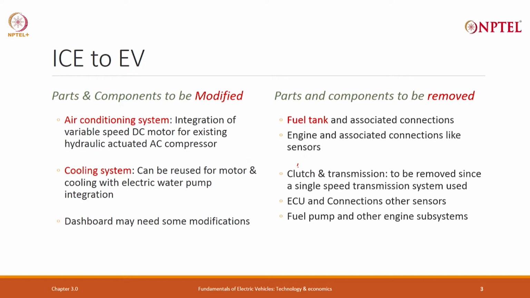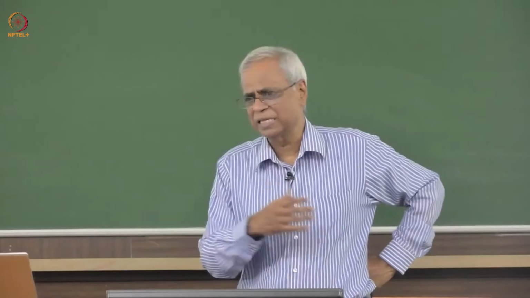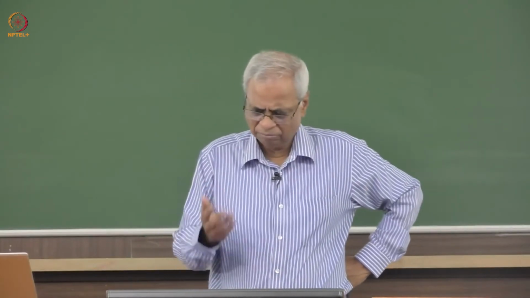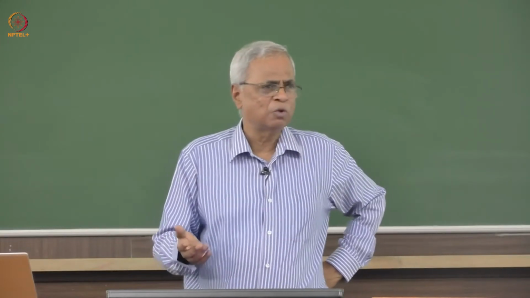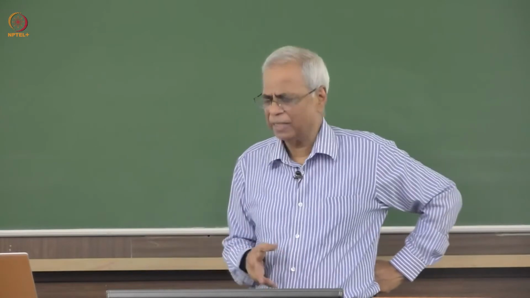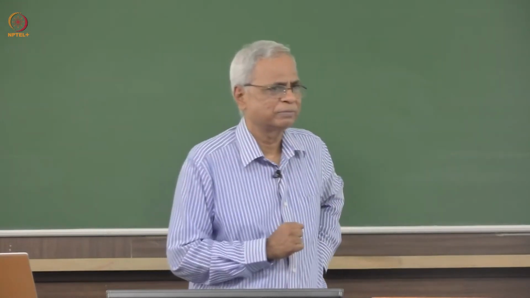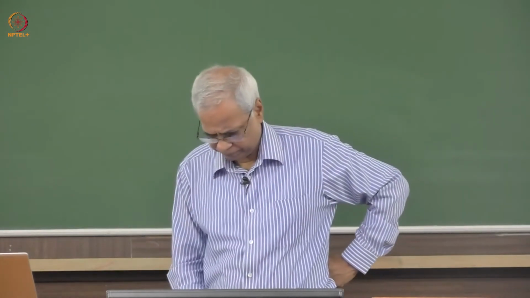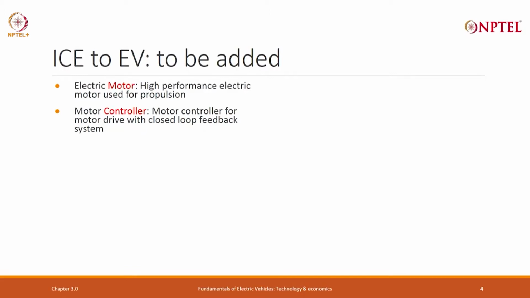ECU and connections to other sensors again can be removed. You may require something different for an electric vehicle. Fuel pump and other engine subsystems will also go away. These are things that are removed. What are to be ordered?